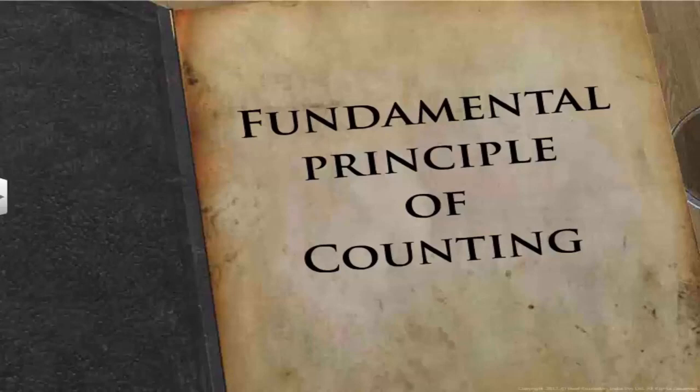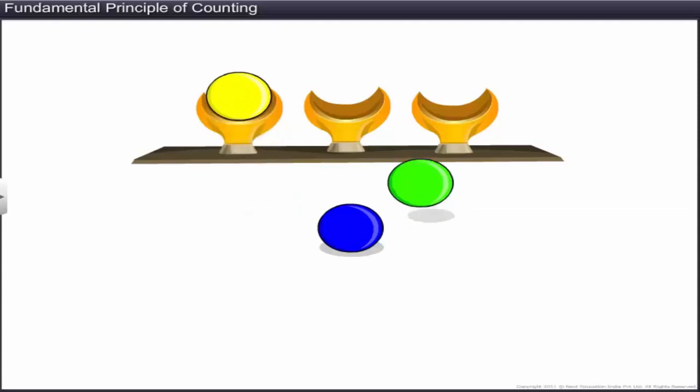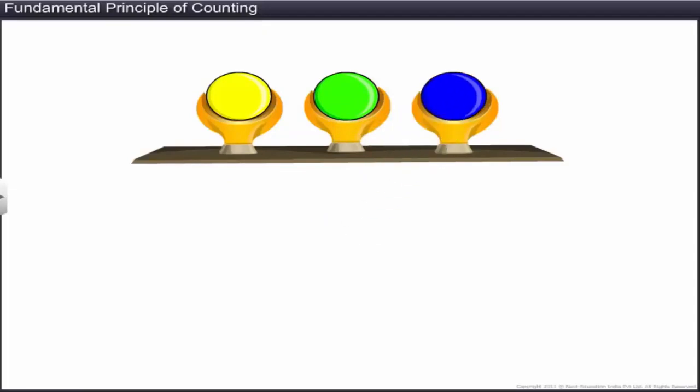In this module, you will learn about the fundamental principle of counting. We have 3 balls of different colors and 3 holders. These balls can be placed in the holders in many different ways. First, we will place the yellow ball in the first holder, the green one in the next, and the blue ball in the last holder.